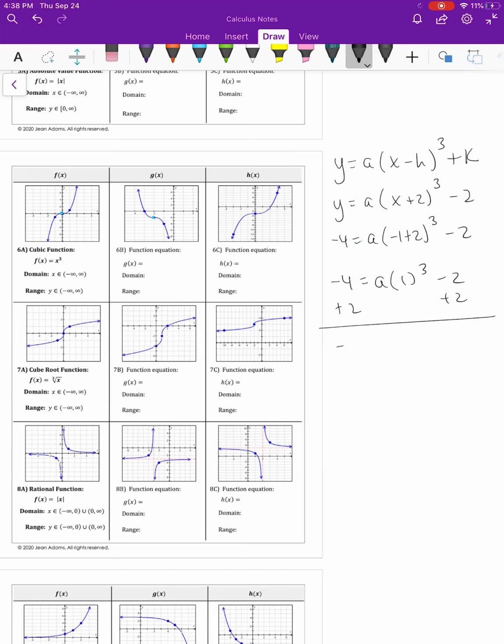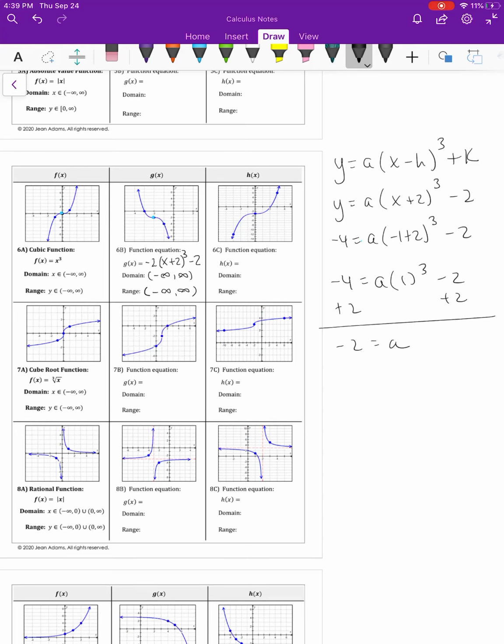I'm going to add 2 to both sides. And my a is -2. Now this negative on the a is going to account for the reflection, okay? Because notice that it's not going the same way as the parent function. It has been reflected. That negative on the a will take care of that reflection. Okay, so there's that one. We got a domain, -infinity to +infinity, and a range, -infinity to +infinity.